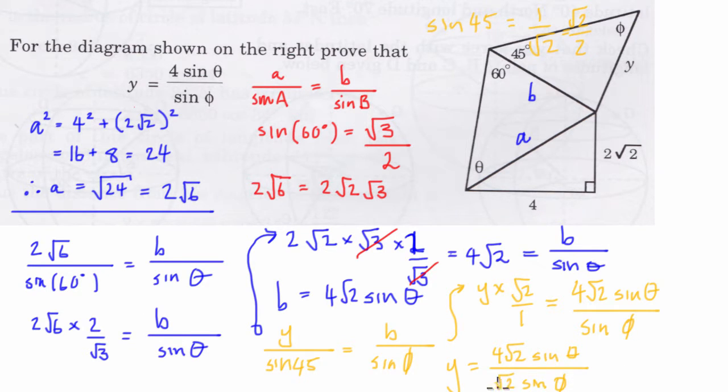The square root 2's will then cancel, and we're left with, now I'll put this back into blue, y equals 4 sine theta divided by sine phi, which is our answer.